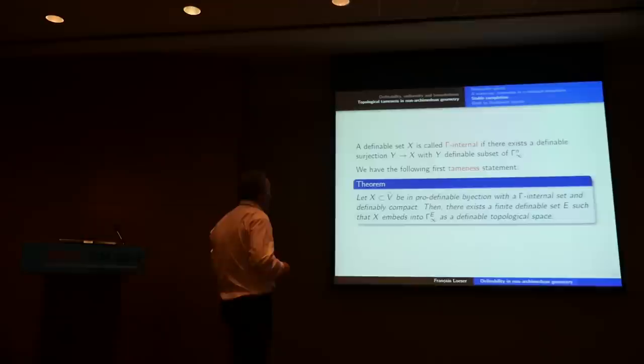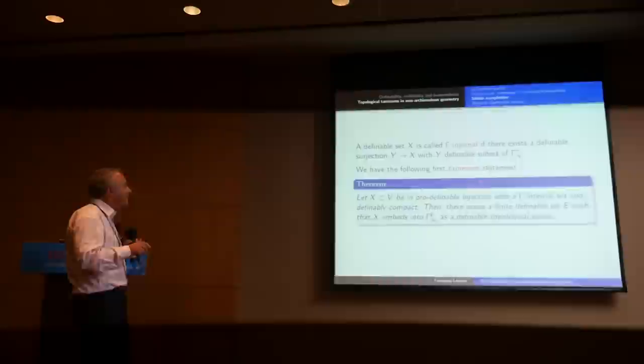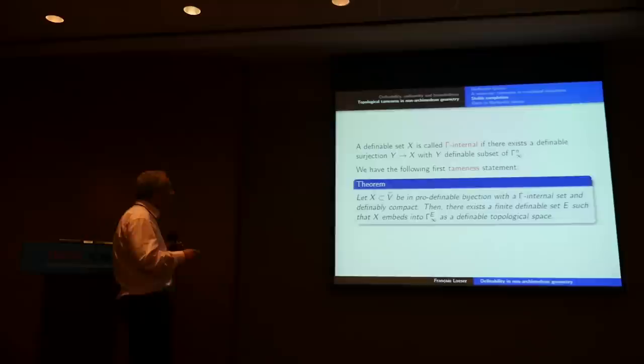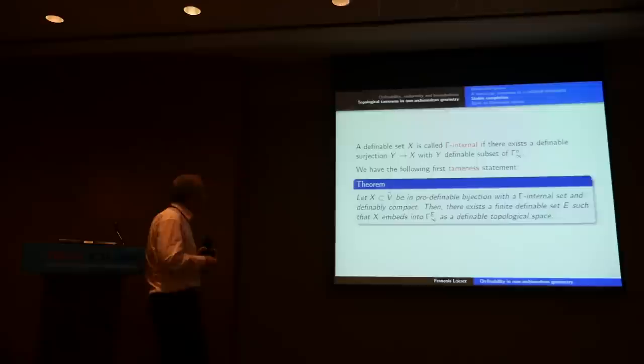Okay, I have time to present this slide. So there is a first statement. Inside V hat, we can have pro-definable subsets which are pro-definably isomorphic to a definable subset of some Cartesian power of gamma. So this means that without taking topology into account, they are definable. And here the theorem says that in fact, they are not topologically wild, which was not obvious a priori.